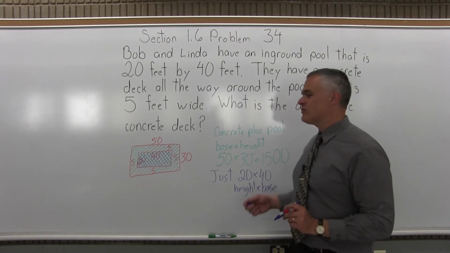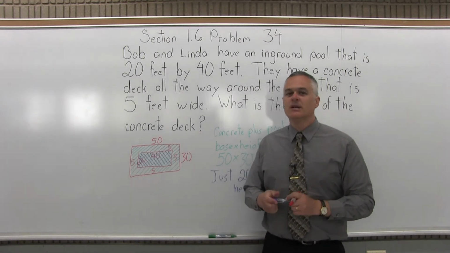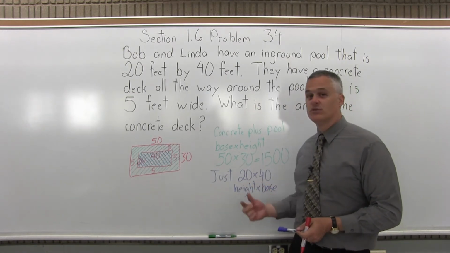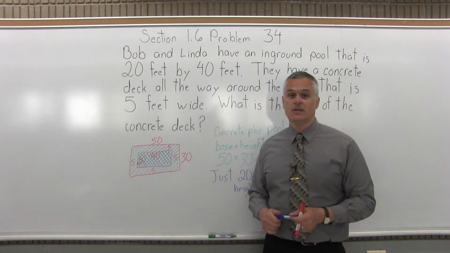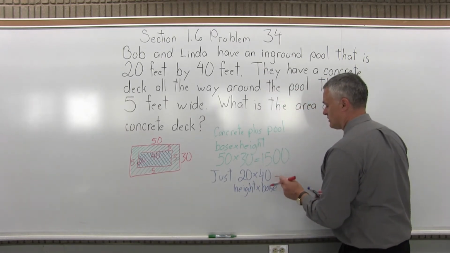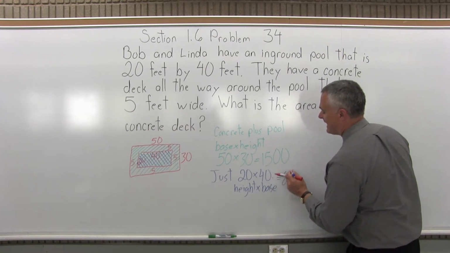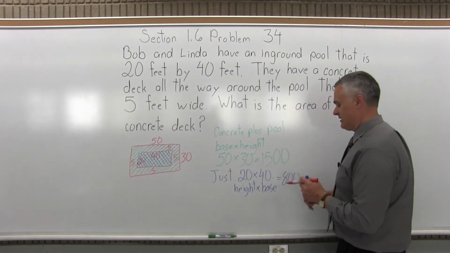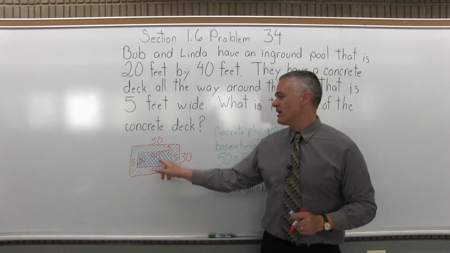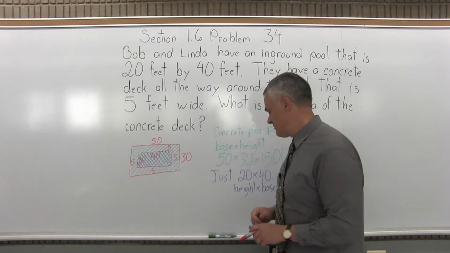And it's the same type of trick that I use for the total area there. I have some big numbers to multiply, but because of the zeros, I can just ignore the zeros, focus on the non-zero digits of 2 times 4, and that's 8. Then I can take the 8 and put the 2 zeros back that I ignored. So just the pool on its own is 800 square feet. If I take the total area of concrete plus pool, subtract away what's only pool, I'll have just concrete.